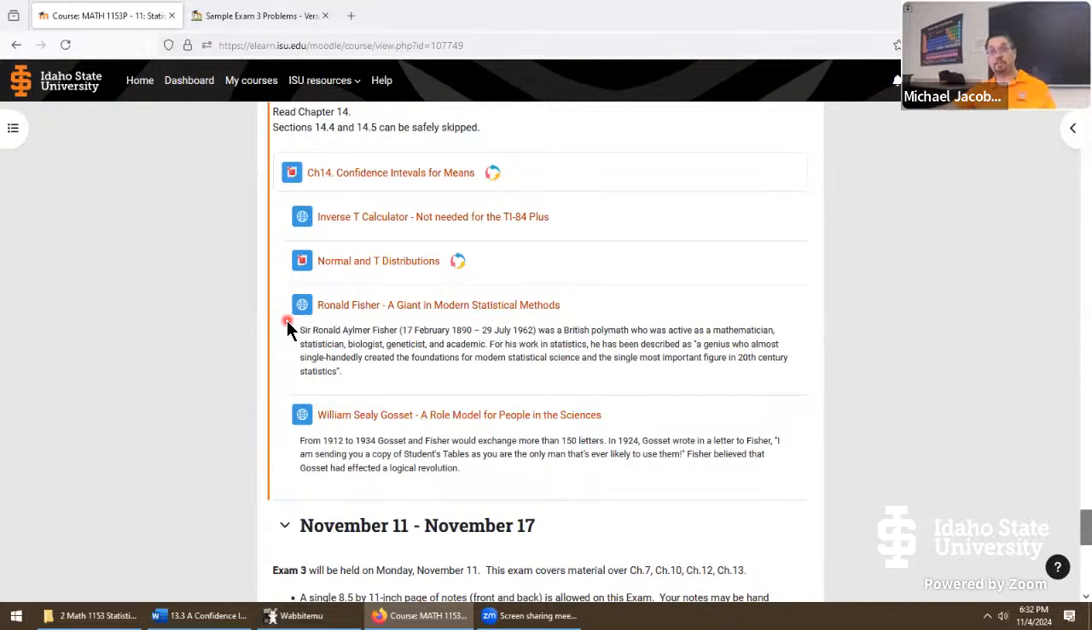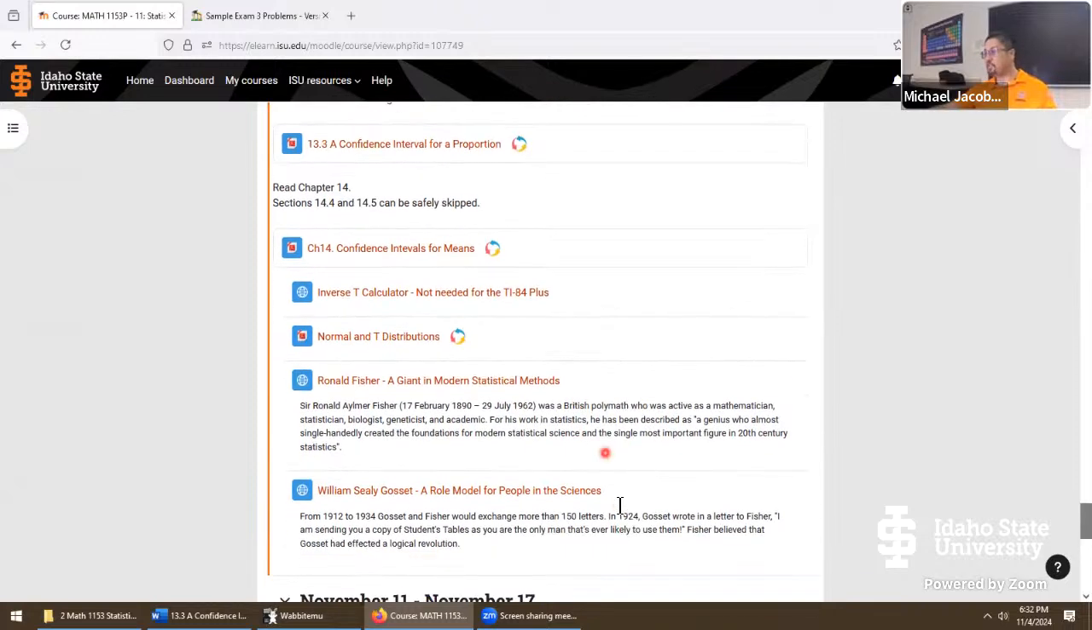And this is a good time to mention some interesting figures in statistics. These are just 2 pieces of optional reading, but these guys are major. Just like Isaac Newton is a big figure in physics, Ronald Fisher and William Sealy Gosset, the man behind the inverse T distribution, are 2 major figures in statistics, and they are recent from 1924. So this is pretty interesting background information to show what's going on in chapter 14.